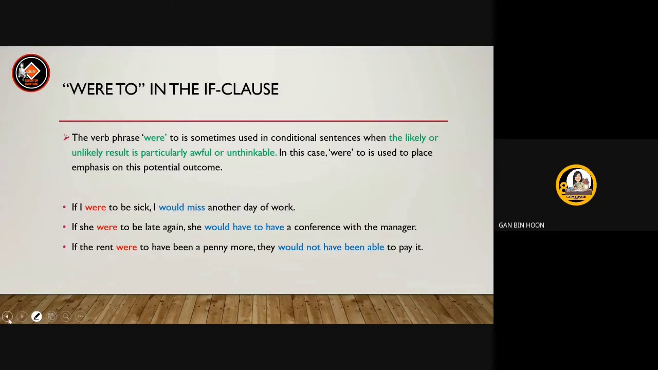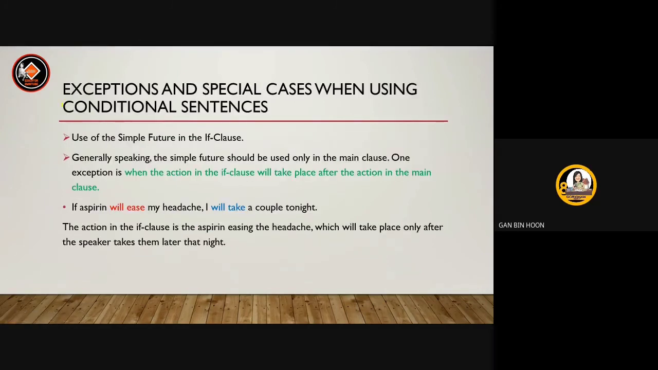Okay, now we are looking at exception. English is always ada exception, kecuali. And special cases when using conditional sentences. Use of simple future in the if clause. Teacher, kenapa nak guna future? Generally speaking, the simple future should be used only in the main clause. One exception is when the action in the if clause will take place after the action in the main clause. If aspirin will ease my headache, I will take a couple tonight.